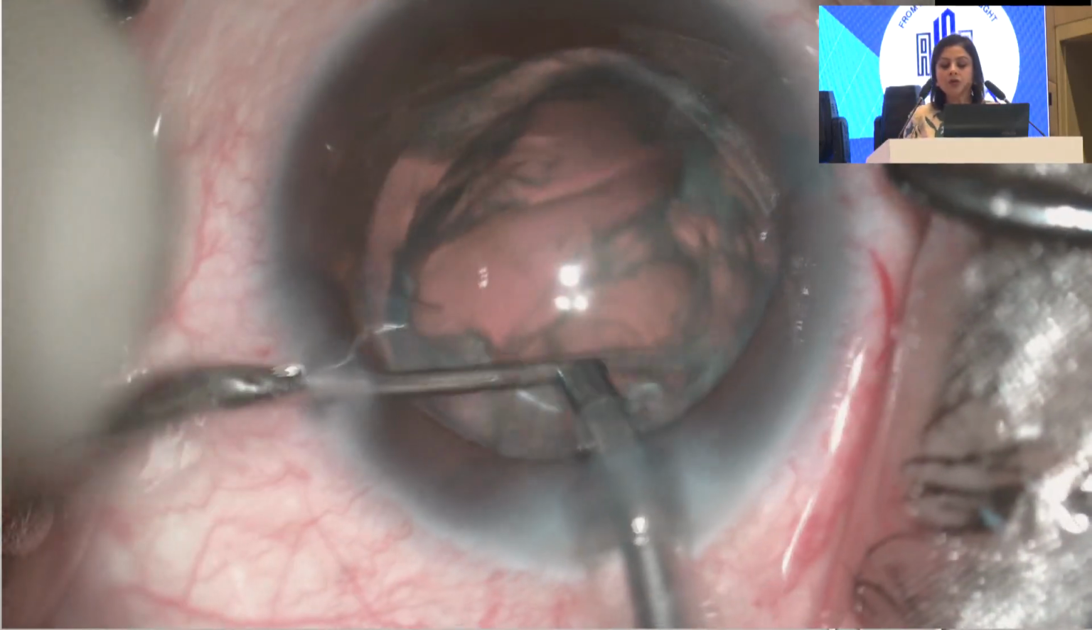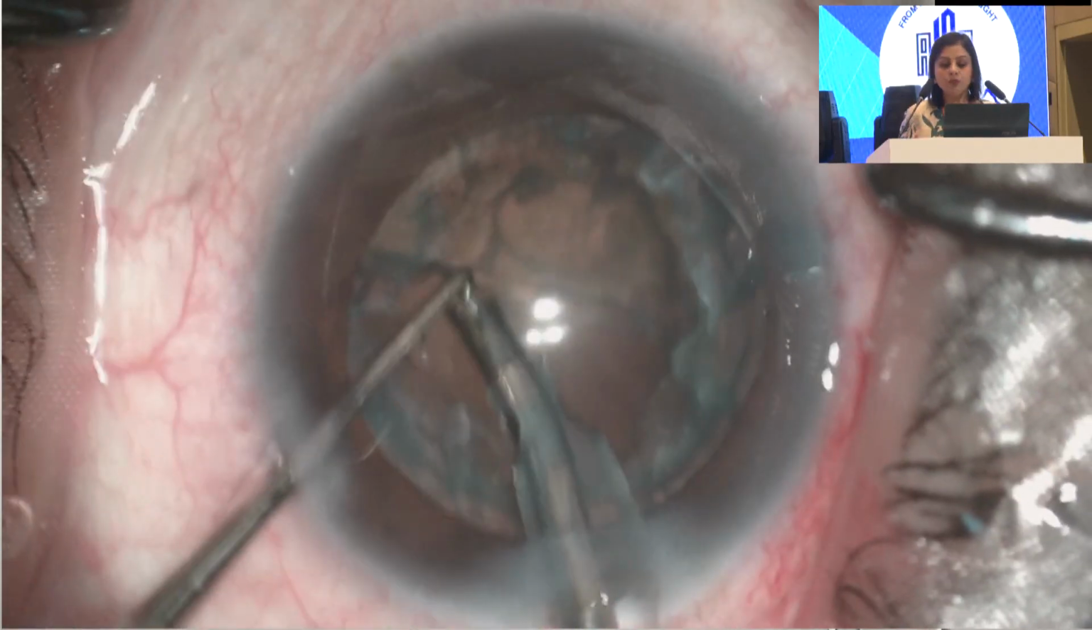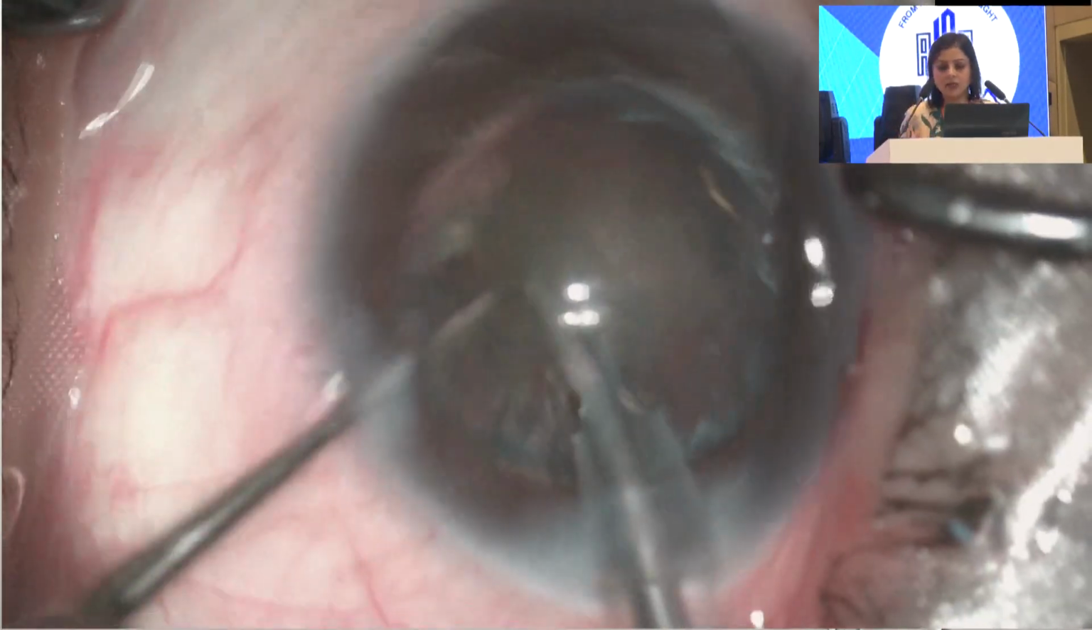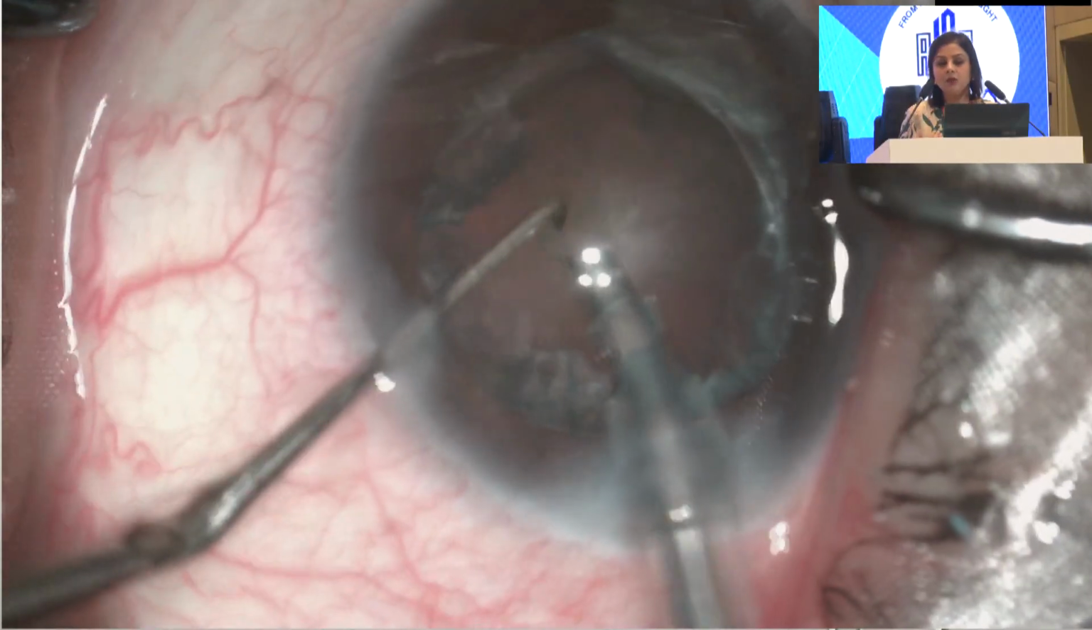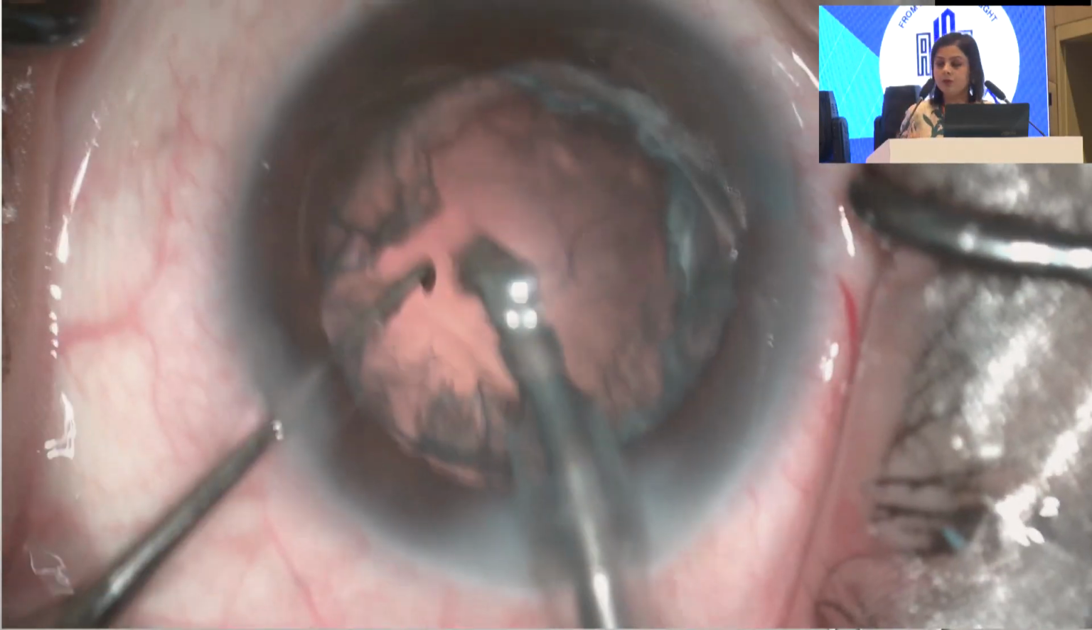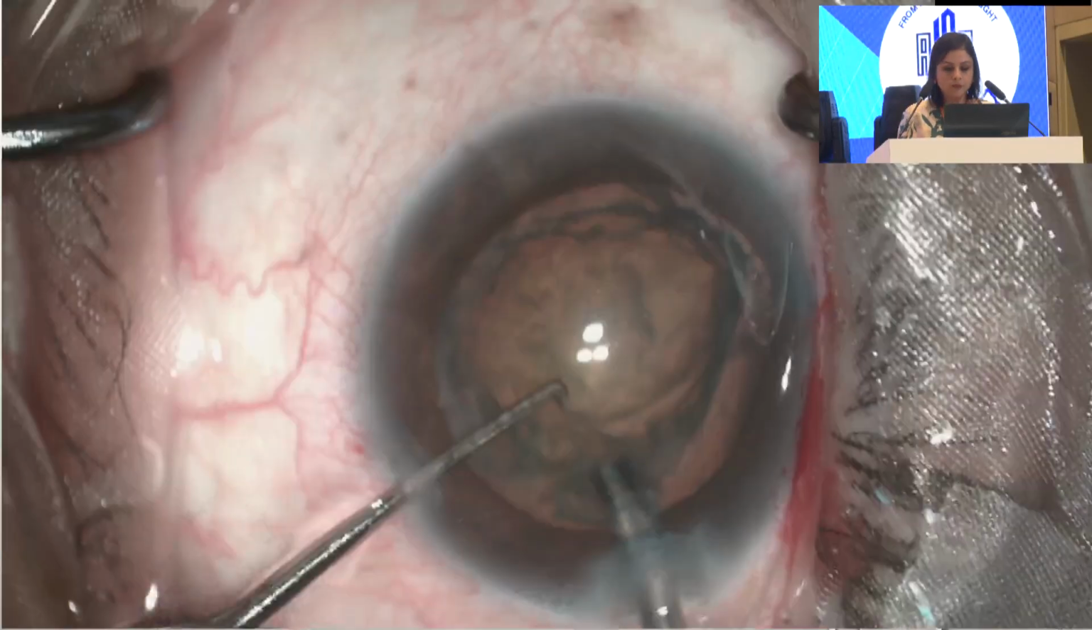So the tip here is to not decrease the vacuum to such a level that we are unable to aspirate, but decrease the power so that we don't splice through. And once one piece comes off and we are able to prolapse one of the halves of the nucleus, the other one becomes very easy.